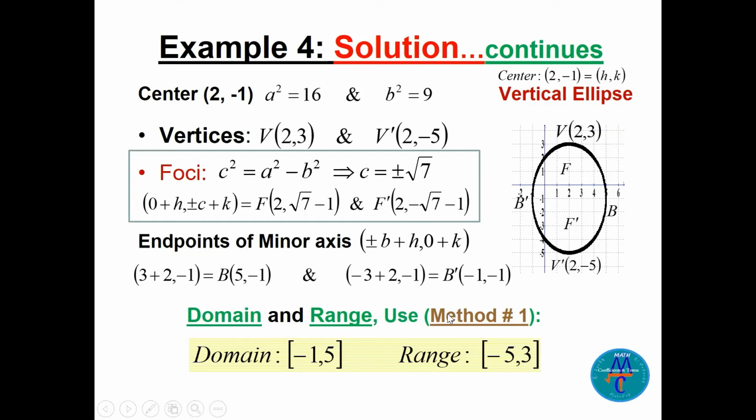Now if I use method number 1, the domain becomes minus 1 to 5, and the range will be minus 5 to 3.